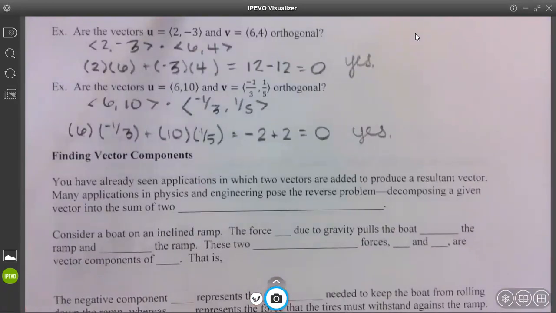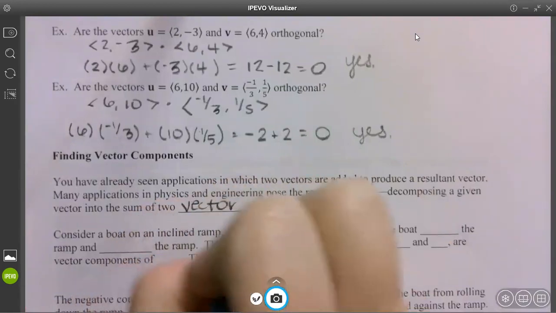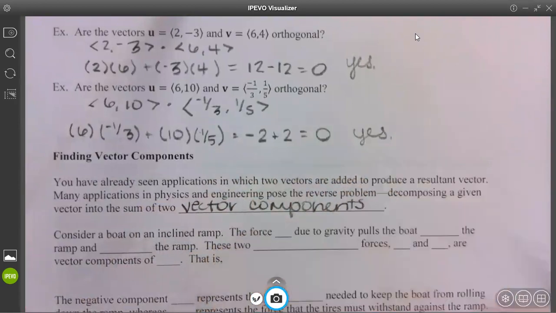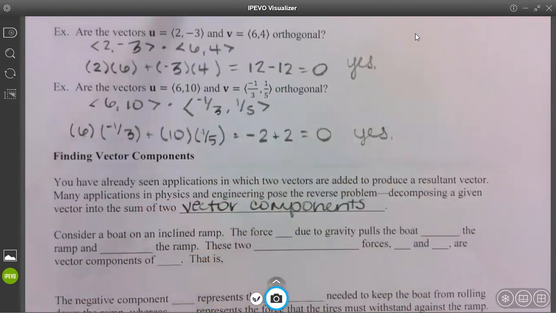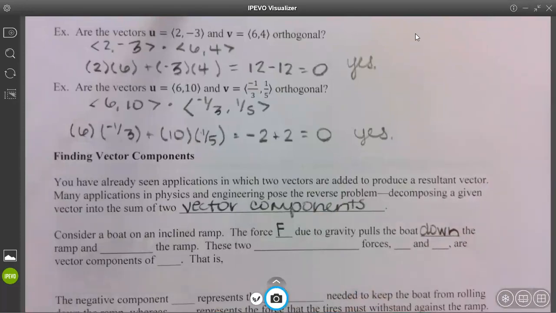Finding vector components. You have already seen applications in which two vectors are added to produce a resultant vector. Many applications in physics and engineering pose the reverse problem, decomposing a given vector into the sum of two vector components. Consider a boat on an inclined ramp. The force F due to gravity pulls the boat down the ramp, so like towards the water, and against. So that's why we stay on earth, like actual feet touch the ground. It's because gravity pulls us to the ground, against the ramp.